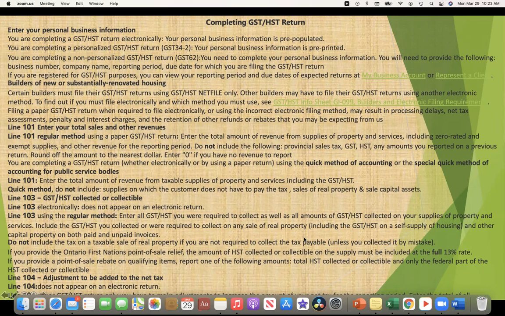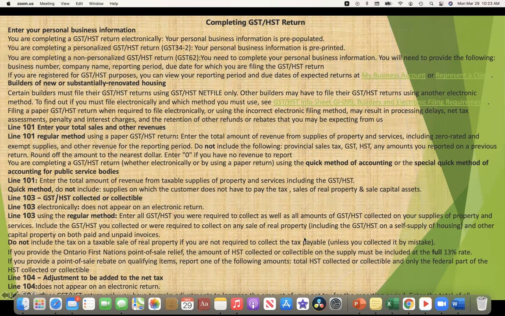But if you're using the regular method, you enter all the GST you were required to collect, as well as all the amount of GST collected on your supply of property and services. Do not include the taxable sale of real property if you are not required to collect the tax payable. Line 104 is adjustments to be added to the net tax. Line 104 does not appear on the electronic return.